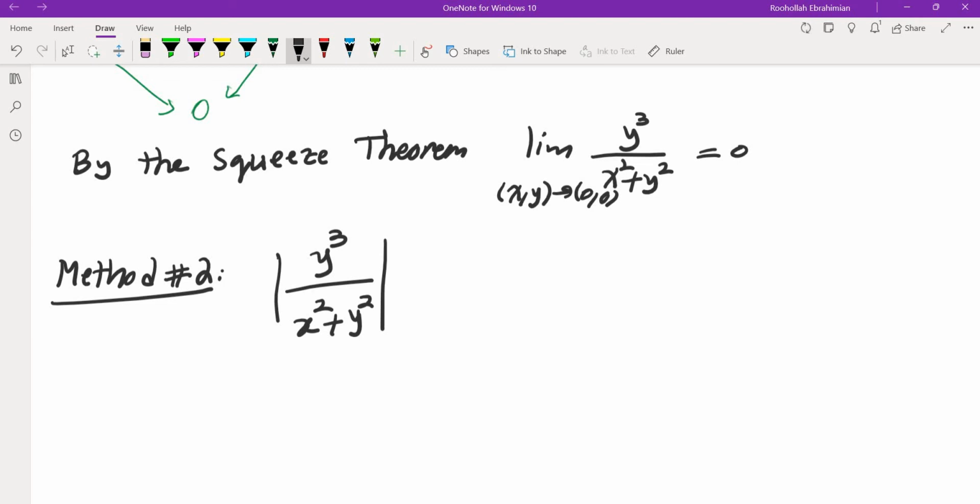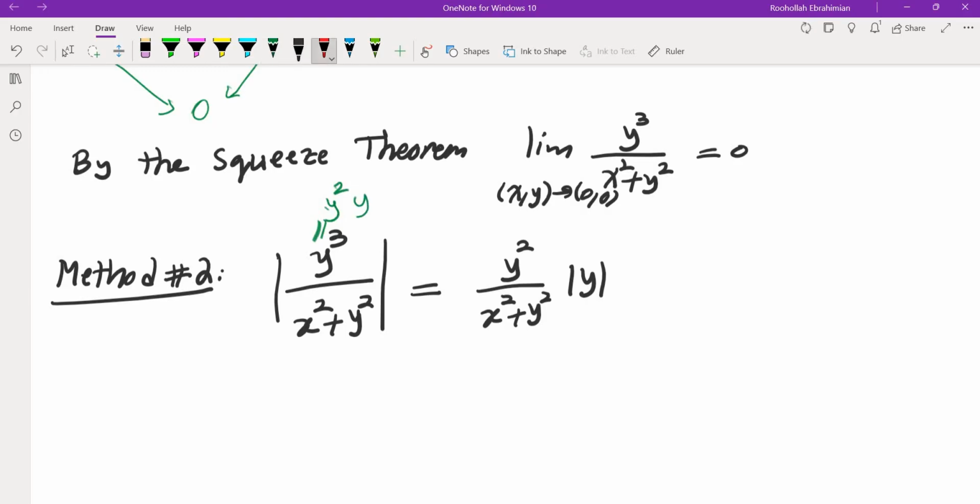So if you multiply both sides of an inequality by a negative number, then you'll have to flip the direction. So it's better to just start with absolute value and then open up the absolute value. We can write this down as y squared over x squared plus y squared times absolute value of y. I broke down the numerator as y squared times y.